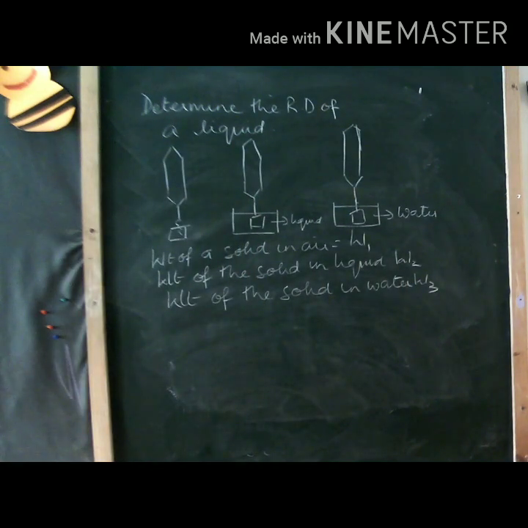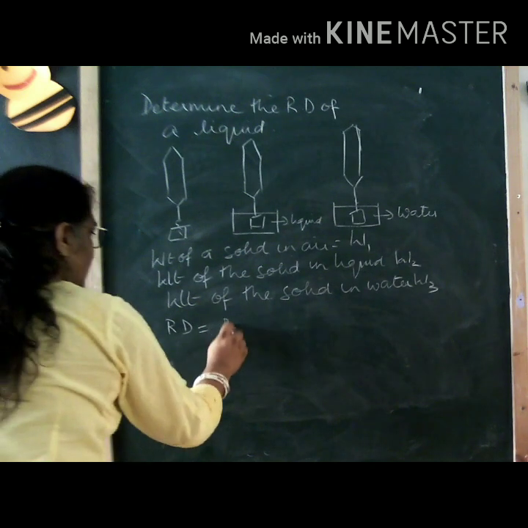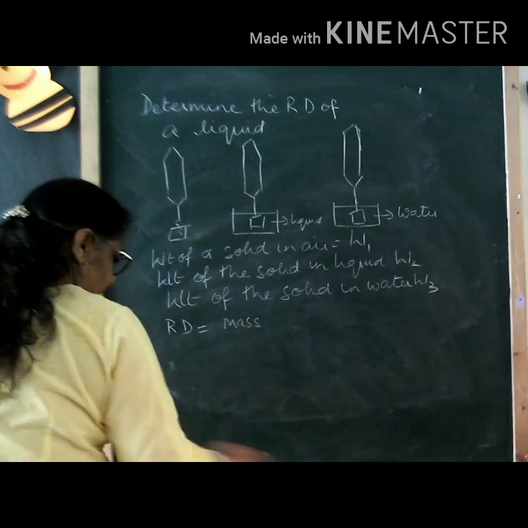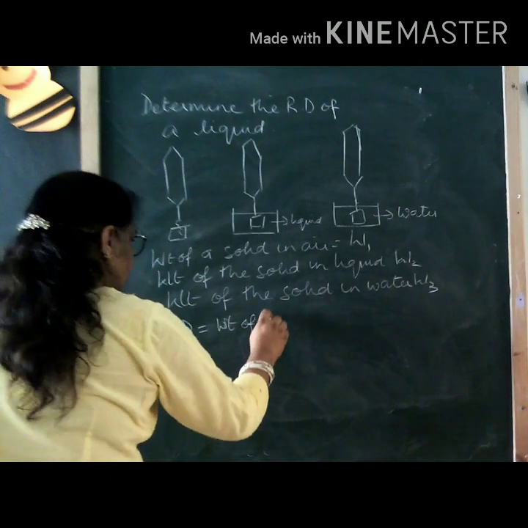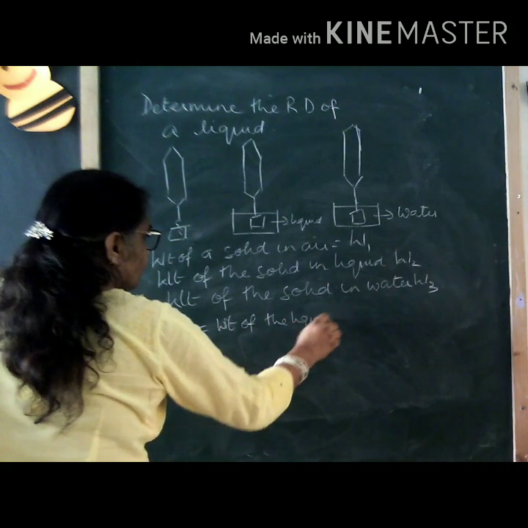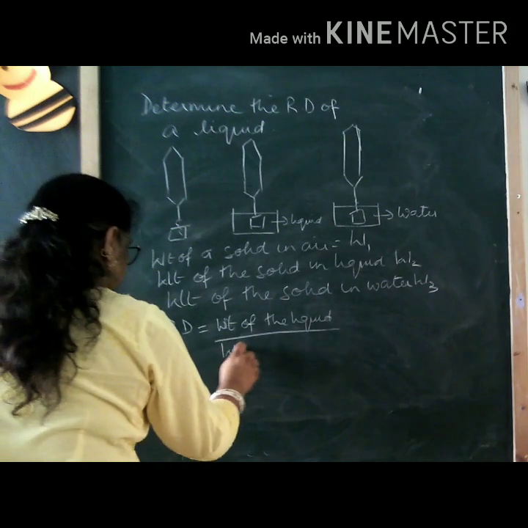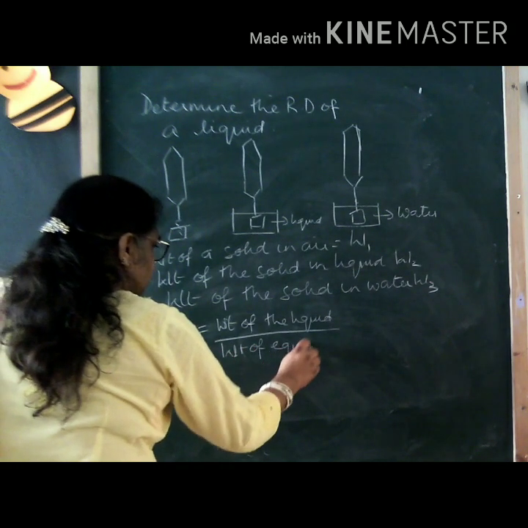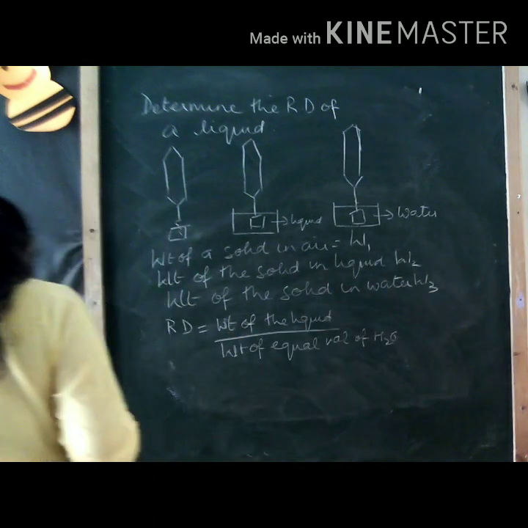Now I have got these readings. If I need to find relative density, then we need to know what? Relative density is equal to the mass or weight of the liquid upon the weight of an equal volume of water, isn't it?